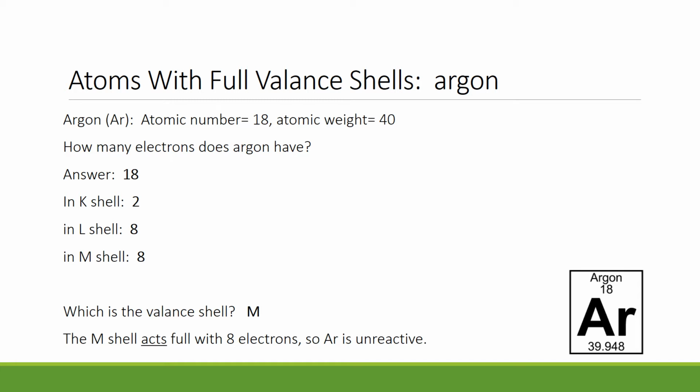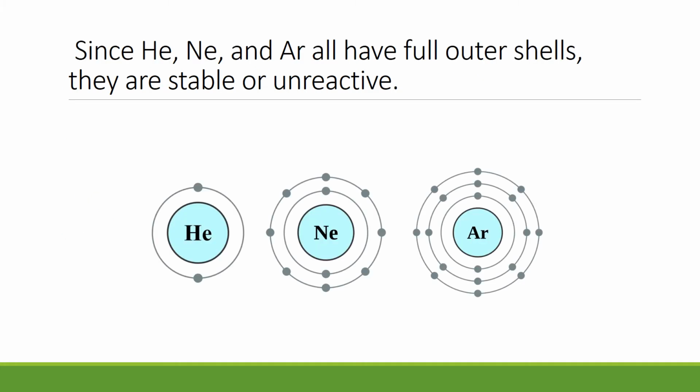Remember, the M shell acts full with 8 electrons, so argon is unreactive. We've looked at helium, neon, and argon and found that all three have full outer shells, where in the case of argon it has 8 electrons in the third shell and it acts like it's full. So this means that these three elements are stable, or unreactive.